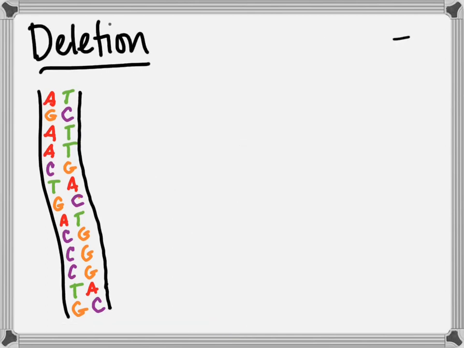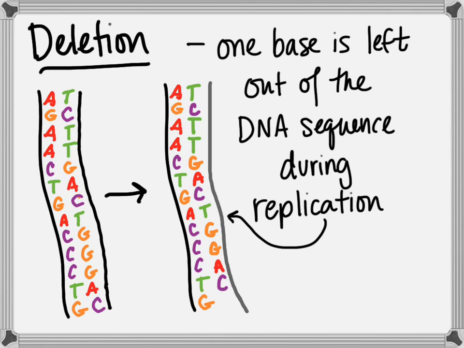A deletion mutation is, you can again probably guess this, when one base is left out of the DNA sequence during replication. One base gets deleted. And if you look carefully in that little yellow circle, you can see that there should be an extra guanine, but somehow it didn't get there. This kind of mutation also causes a lineup problem. Things just don't line up correctly. Well, is that a problem?